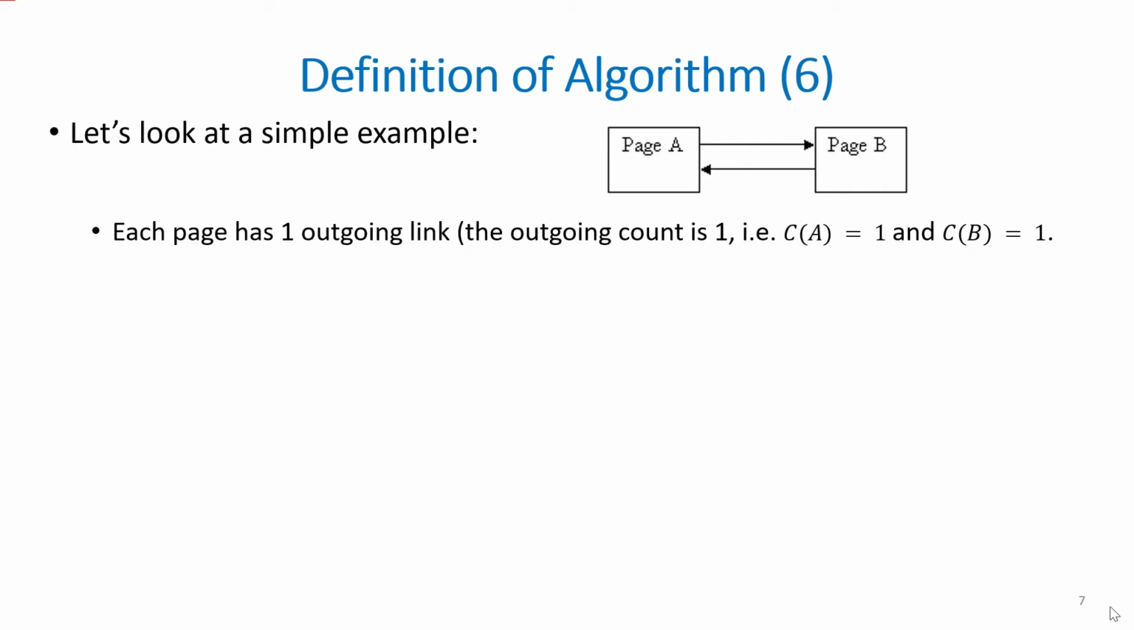Let's look at this very simple example where we have two pages, page A and page B, both pointing to each other. So if you would ask me, to me, both the pages look equally important. But how do we show that mathematically? Well, we see that there is one link leaving page A, so C(A) would be equal to 1. Similarly, there's one link leaving page B, so C(B) would also be equal to 1.